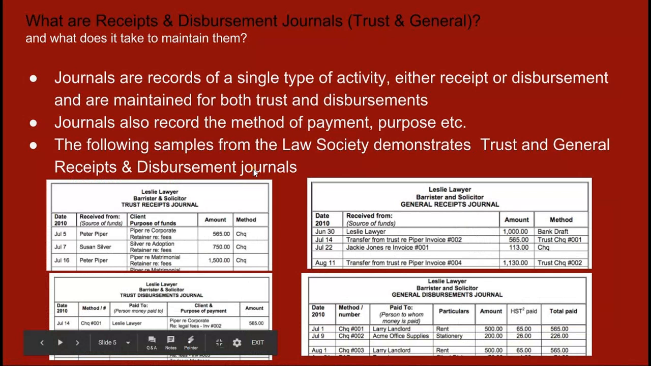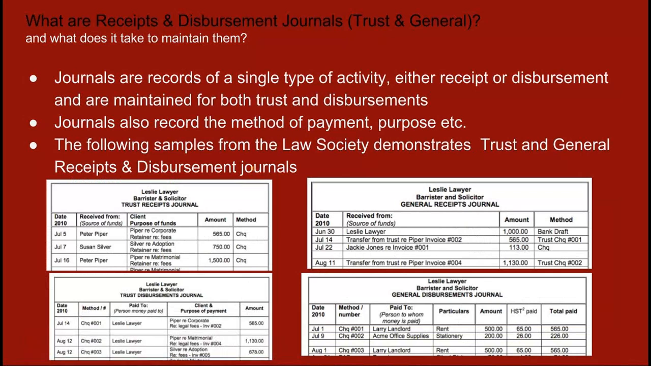Okay, so we've first summarized what the trust and general ledgers are, fundamental documents of your compliance. Now let's move on to the next set of documents that are receipts and disbursements, and we'll look at both trust and journal. Okay. Now journals are records of a single type of activity, and this is just a definition, either receipt or disbursement, and are managed and maintained for both trust and disbursements. Okay. But in simple terms, just like the ledger, a journal is another set of documents that, for the same transaction, provides some additional information and a different side of the truth.